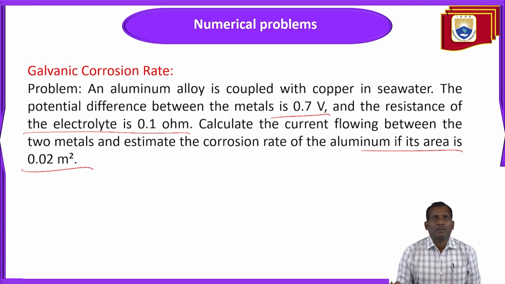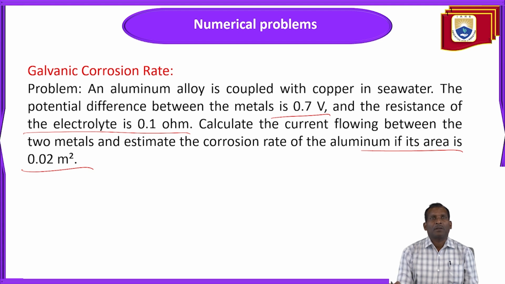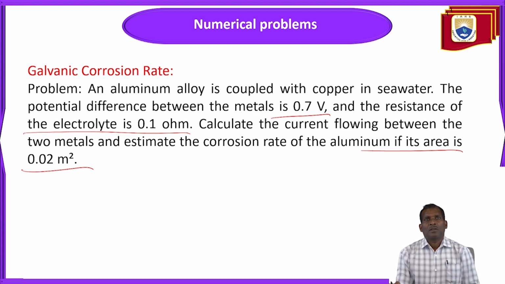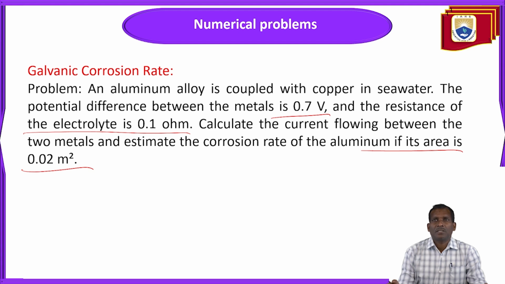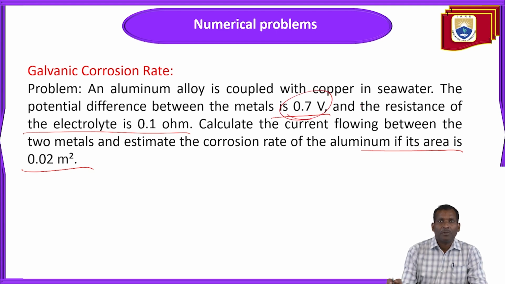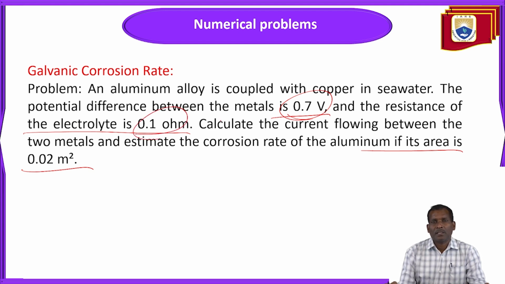So this is a problem based on the galvanic process. In this, the aluminum alloy is coupled with copper in seawater. The given potential difference is 0.7 and resistance is also given, 0.1. What he has asked: calculate the current flowing between the two metals, and estimate the corrosion rate if the area is 0.02.